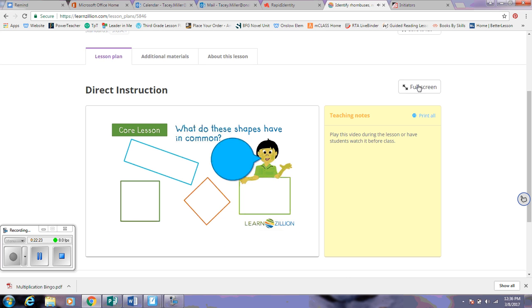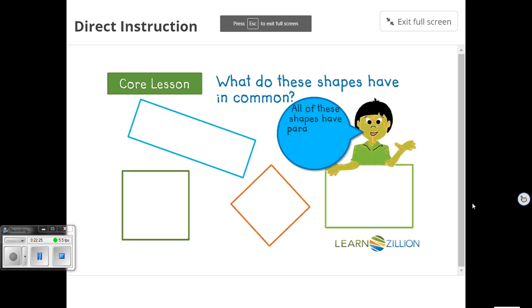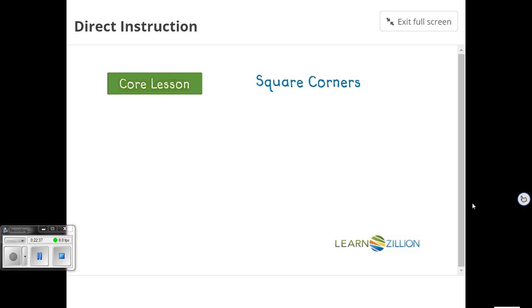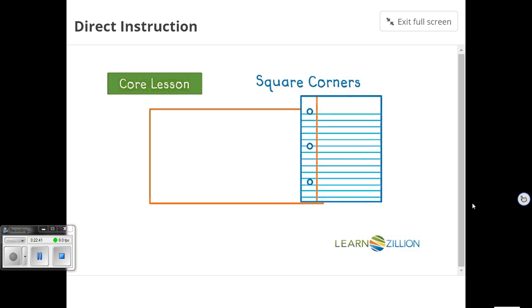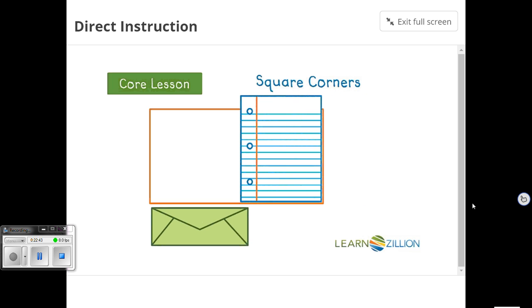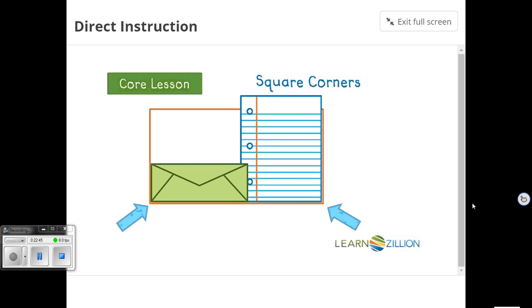We already know that each of these shapes has parallel sides, but all of the shapes also have square corners as an attribute. That means I can put an envelope or a sheet of paper inside of each corner and it will fit perfectly. Let me show you what I mean. Take a look at this shape. The other definition of square corners is right angles. I can get a sheet of paper or an envelope and place it in the inside of a corner and it will fit perfectly.